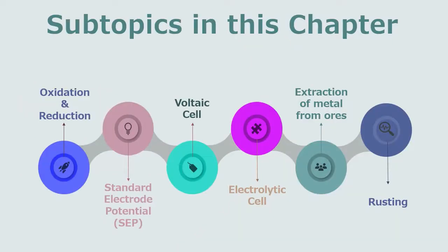Today we are going to learn a new topic, which is redox equilibrium. There are 6 subtopics in this chapter: oxidation and reduction introduction, standard electrode potential, voltaic cells, electrolytic cells, extractions of metals from ores, and the last one is rusting.